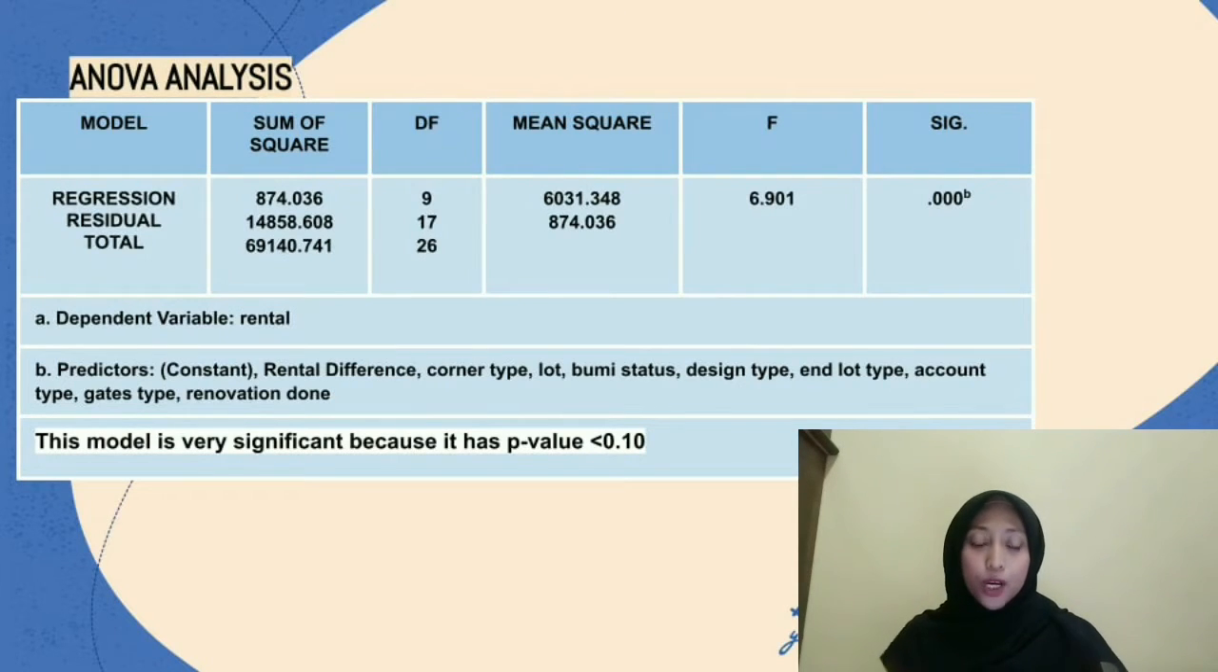The value of the F, which is 6.901, attained a significant value of 0.000. So the model is very significant because it has p-value less than 0.10. Therefore, there is a statistically significant difference between the regression model and the outcome variable.